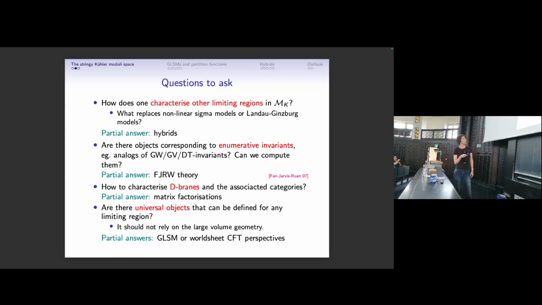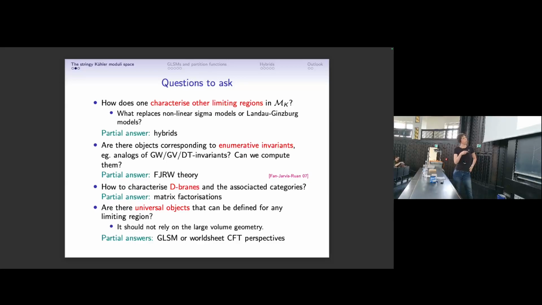And at least for Gromov-Witten invariants, there is a way to extend this beyond the geometric setting, and this is known as FJRW theory. That basically computes the analogs of these invariants for Landau-Ginzburg models, and we can generalize that to other types of models as well.